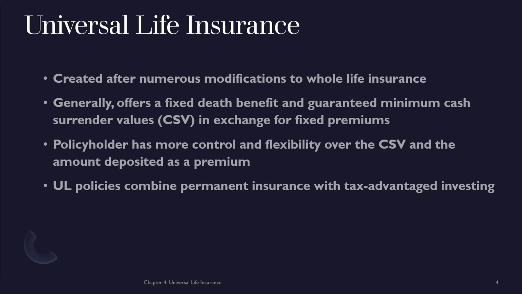So UL policies were created after numerous modifications to whole life insurance. They are quite similar to whole life policies, however, they do have some special features. Generally, UL policies offer a fixed death benefit and guaranteed minimum cash surrender value in exchange for fixed premiums. Policyholders have more control and flexibility over the cash surrender value and the amount deposited as a premium. So basically, universal life policies combine permanent insurance with tax-advantaged investing.